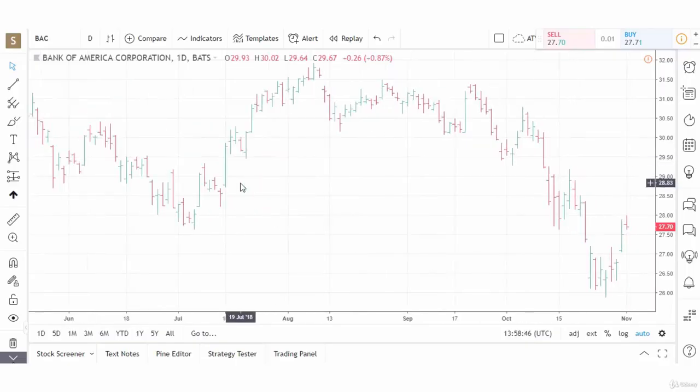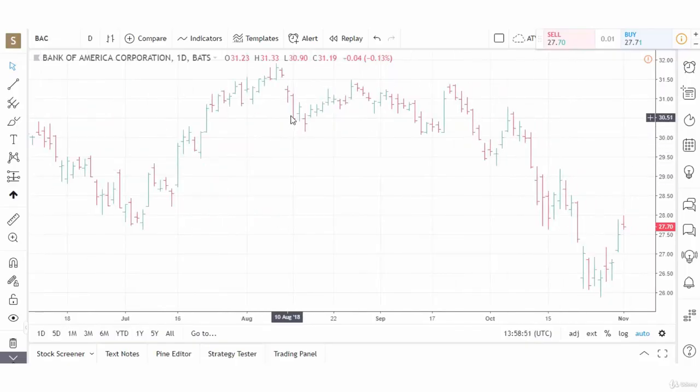I'm going to zoom in a little bit so we can see the bars. So if we look at the bar chart, it's in two different colors, red or green. The red shows a down day and the green shows an up day. On the left side of each bar will be the open price. You'll see the horizontal bar, which represents the open price. On the right side is a horizontal bar that represents the closing price.